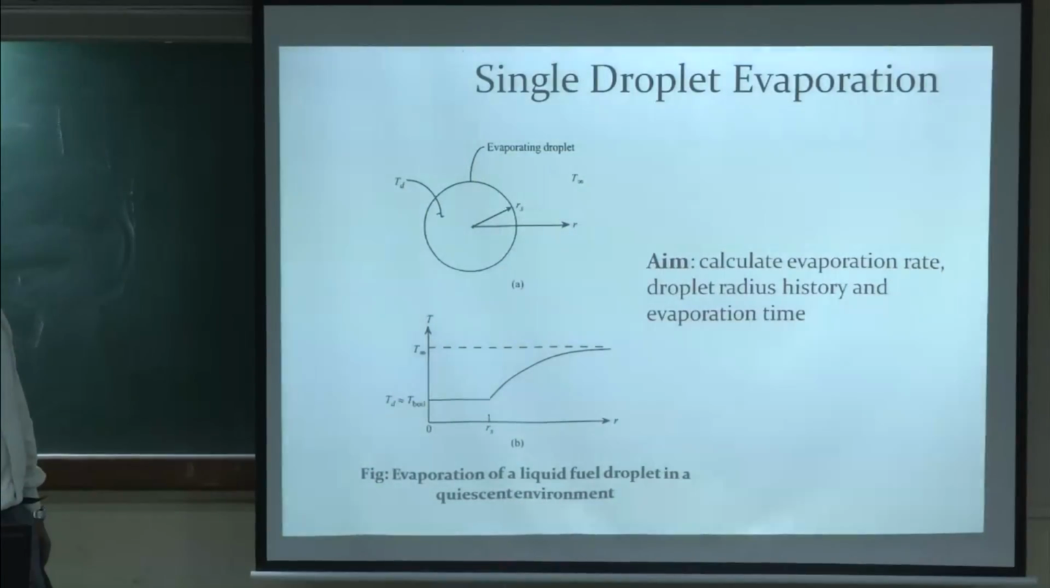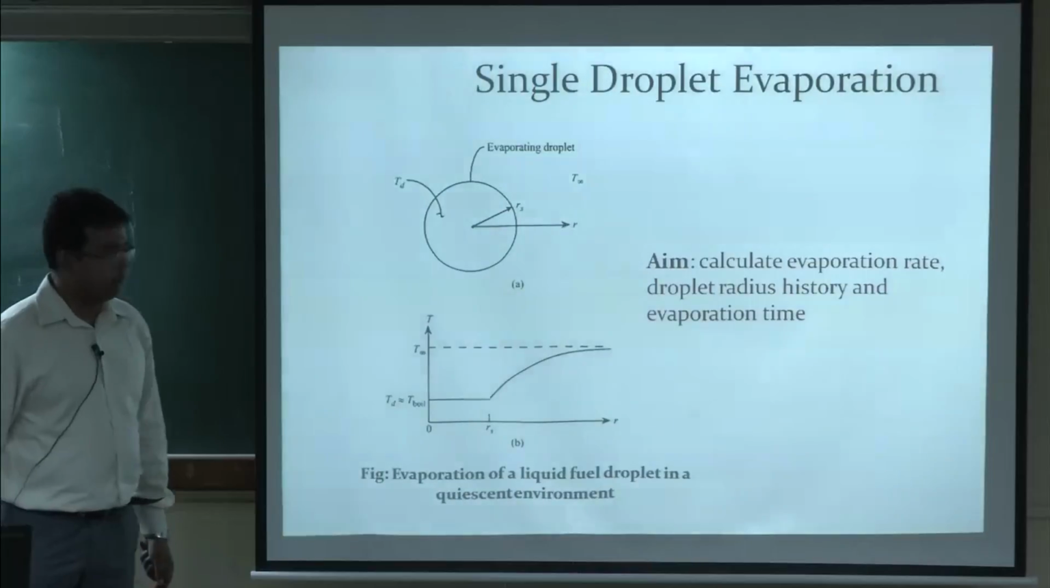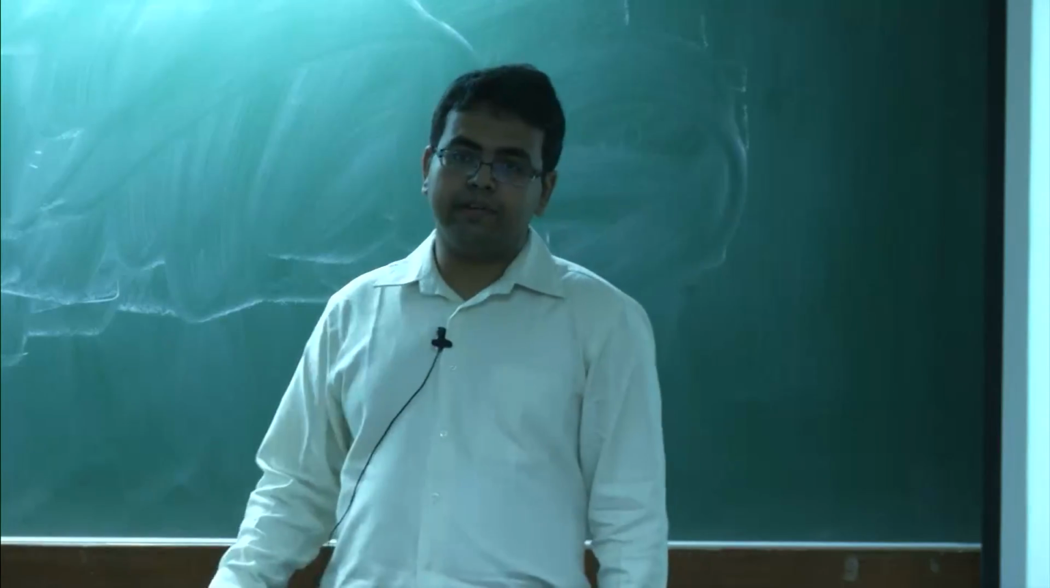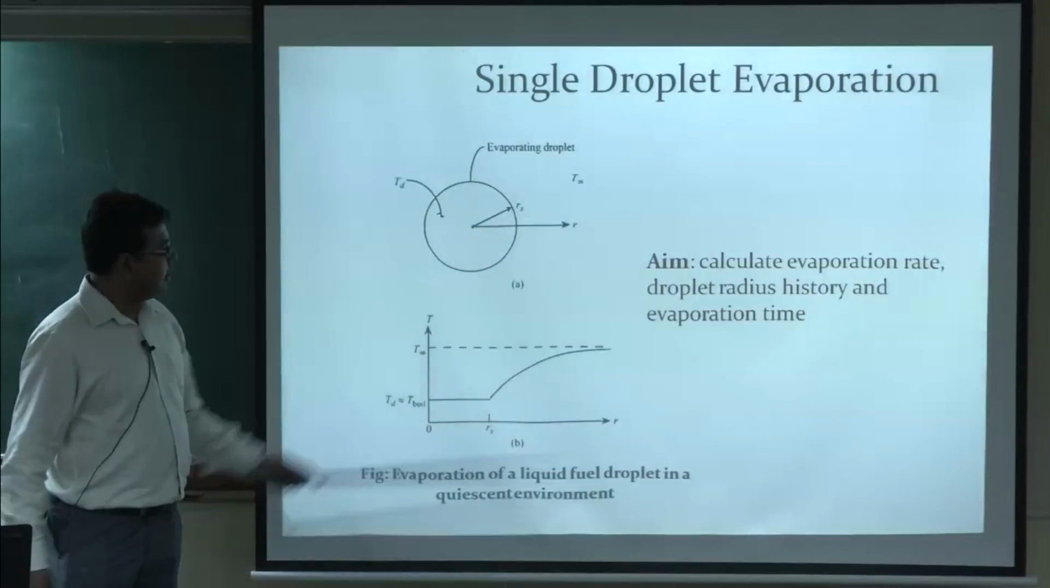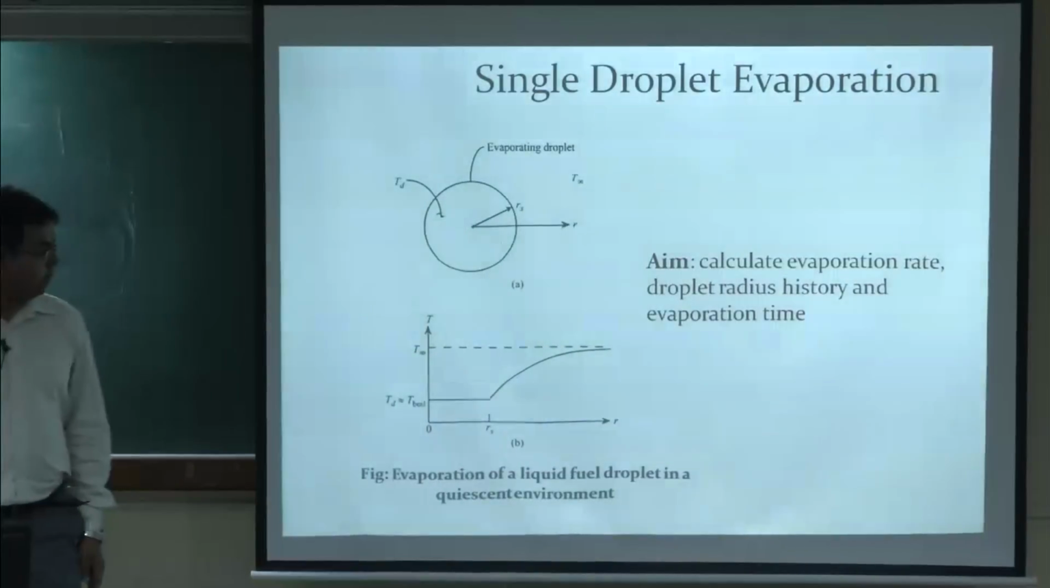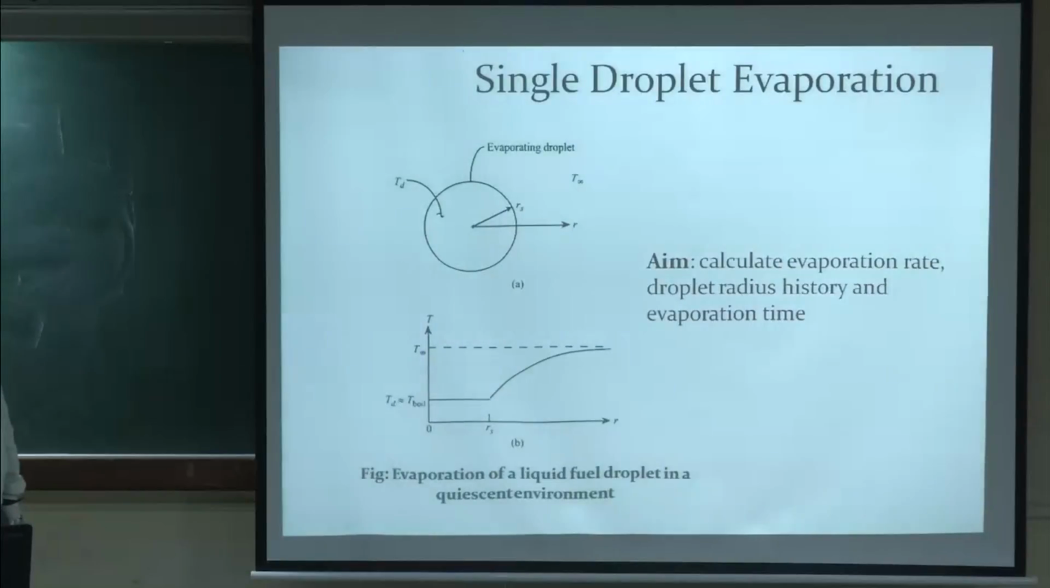So, now our aim is to basically calculate the evaporation rate and then the droplet radius or the diameter history, that is, how the droplet diameter changes over time, and then the time taken by the droplet to evaporate completely. Okay. That we are going to evaluate.